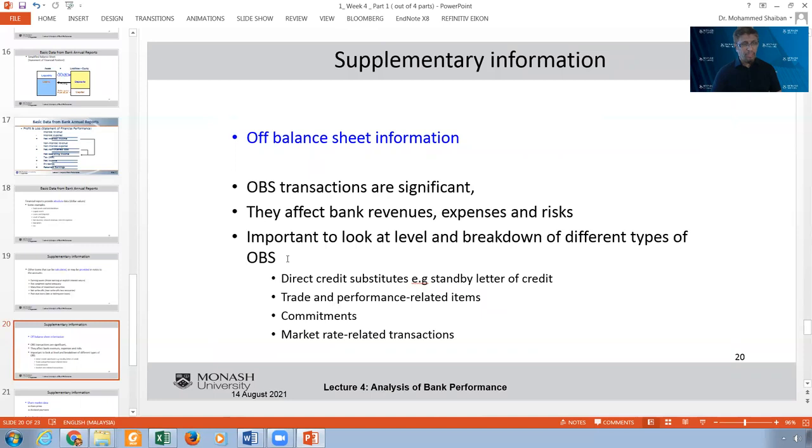As I told you, we can get it from the supplementary data, and it will show you the direct credit substitutes, like the standby letters of credit. We'll talk about this later on, but all I want to say is that anything that is not in the balance sheet comes under the off balance sheet. The off balance sheet is the derivative operations, our exposures in the derivative market, and also our guarantees and letters of credit and all those types of guarantees, and commitments are coming here under the OBS.